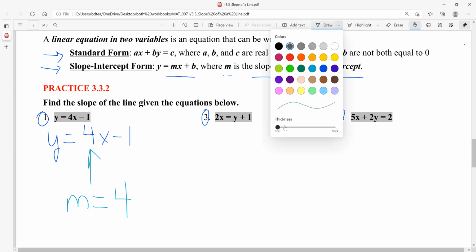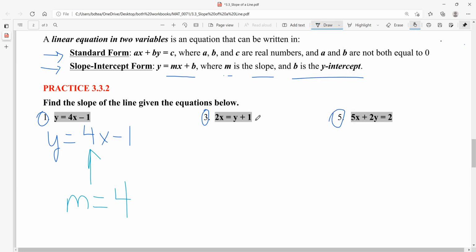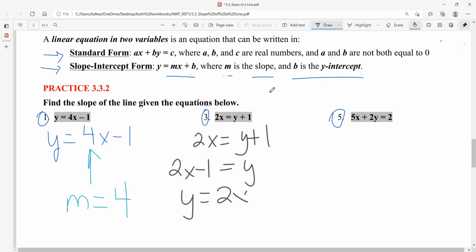Let's look at number 3. All right, find the slope here. Don't automatically look at this coefficient 2 and say that this is the slope, because you have to make sure you can take this equation and solve for y. So hopefully algebraically you can take 2x equals y plus 1 and solve for y. I'm going to subtract 1 from both sides. So y is going to equal 2x minus 1. I'm just going to write it in the reverse order. So y equals 2x minus 1.